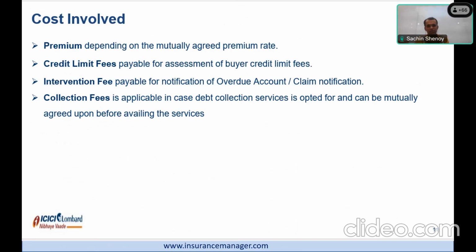The next is the intervention fees. Intervention fees is applicable when you file a claim, to make sure that we see genuine claims. However, if you are using the online portals, this intervention fees is not applicable. And lastly, the collection fees.